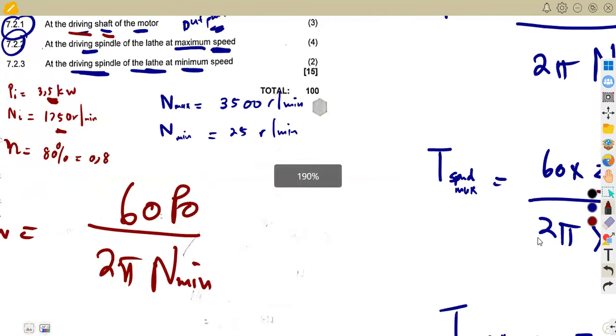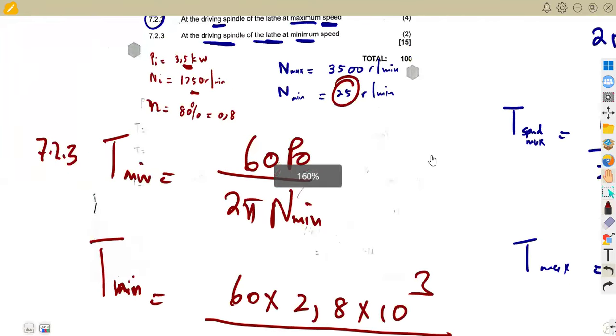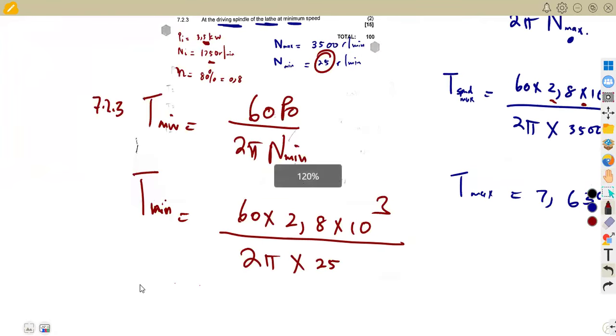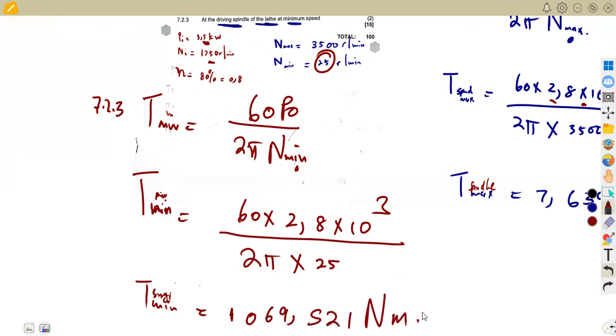Our minimum speed is what? 25 revolutions per minute. So if we substitute this 25 revolutions per minute, we are going to have T min. Actually, it's not like the minimum, but it's at the minimum speed. Not to say it's T minimum, because you think it's T maximum. The way I'm writing, guys, I'm now even confusing you. Just write the spindle there, so that we are taking from the maximum speed but the torque is going to be minimum; we are taking from the minimum speed but the torque is going to be maximum. So the torque there, if you calculate properly, is 1069.521 Newton meters. So that was our paper, August 2023 exam.